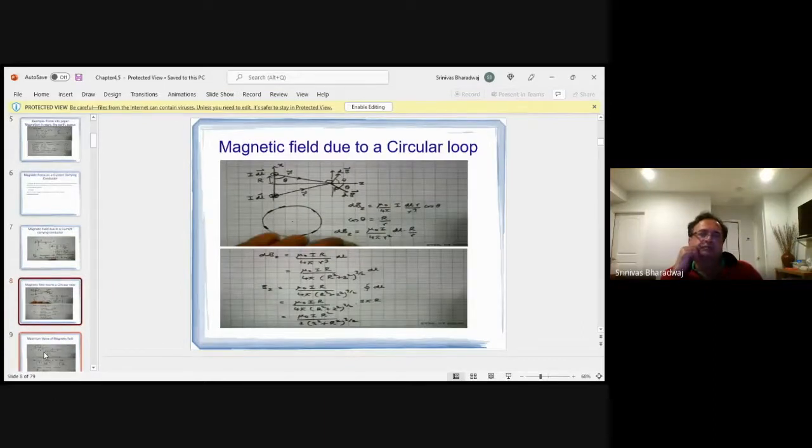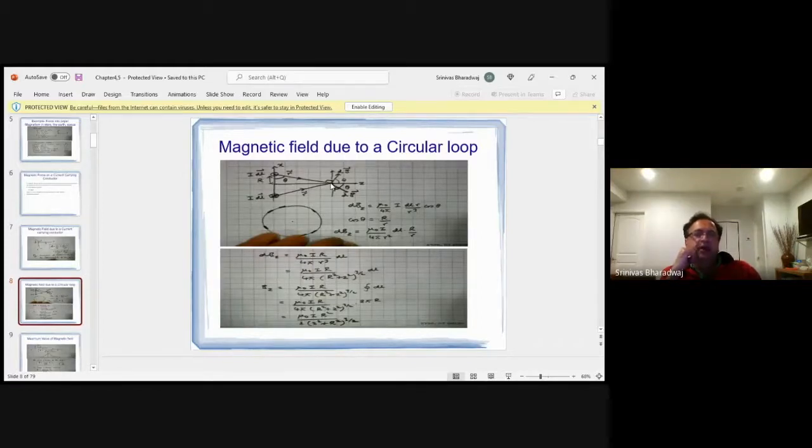So dB equals mu naught by 4 pi, I dl cross r by r squared. Now let's say you have a long, infinitely long wire, and at some given distance z from it you're trying to find the field. At this point, what will be the field? Due to this, dB equals I dl cross r.